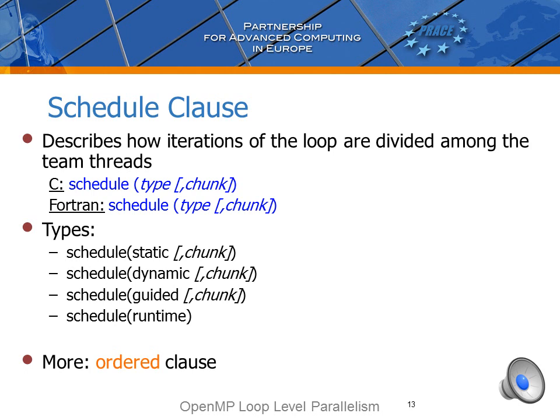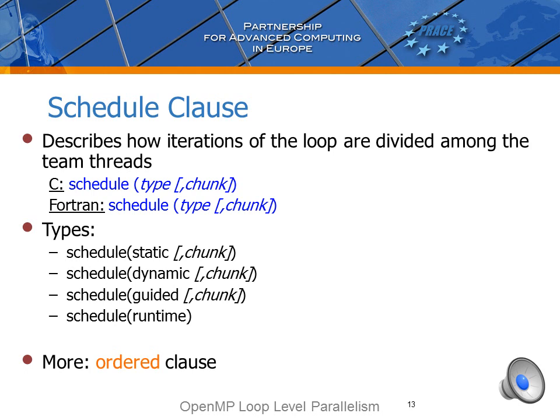Static is used to distribute blocks of iterations of chunk to each thread. Dynamic allows each thread to grab chunk iterations from a queue until all iterations have been distributed. Guided allows threads to dynamically grab blocks of iterations which are large at the beginning and brings down to size chunk as the calculation proceeds. When a runtime is used, chunk size is taken from the OMP schedule environment variable. The default scheduling is implementation dependent.